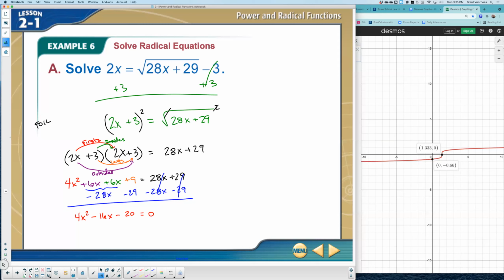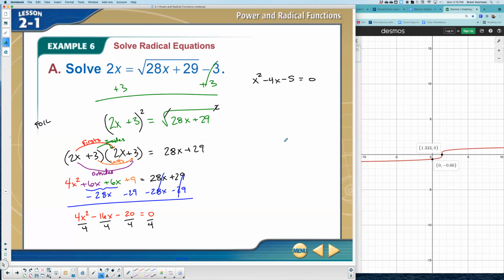All that equals 0. To make this problem easier to solve, I could just divide everything by 4 because it's a GCF here. You don't even have to factor it out since it's set equal to 0. You can just divide both sides by 4. That makes my problem a whole lot easier. So what I'm left with is x squared minus 4x minus 5 equals 0.